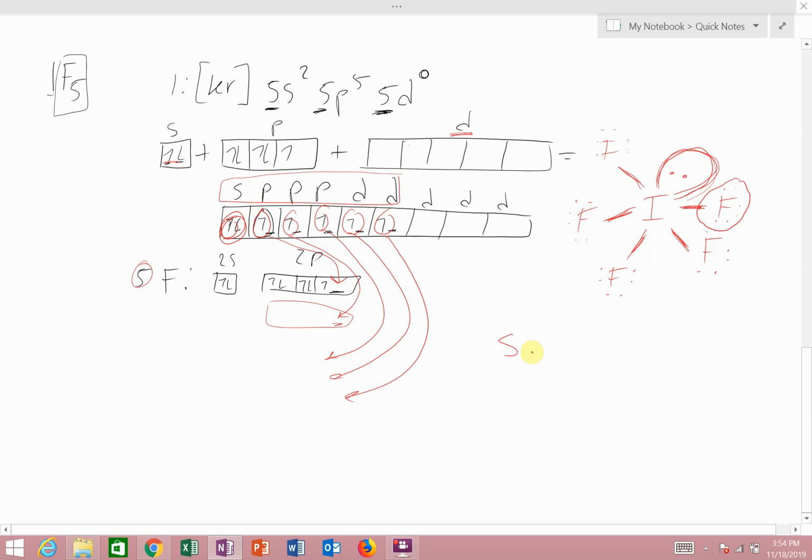So it'll be S, and there's 3 P's and 2 D's. So it's going to be sp3d2. That's the hybridization for IF5.